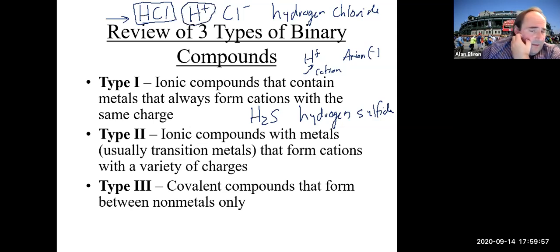Yes, exactly. It's just special with hydrogen. You wouldn't use di or anything like that. You would just call it hydrogen sulfide. This is known as hydrogen sulfide gas. This is known as hydrogen chloride gas. And when they become acids, for example, HCl, this is known as hydrochloric acid.